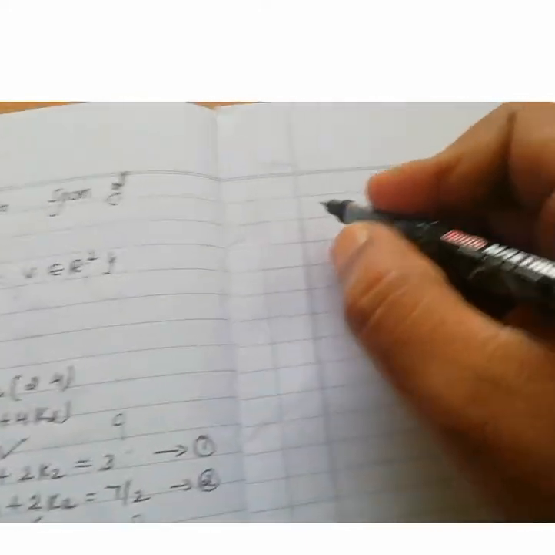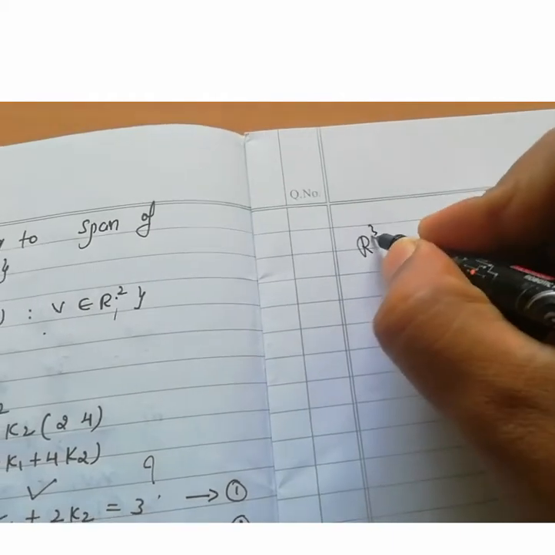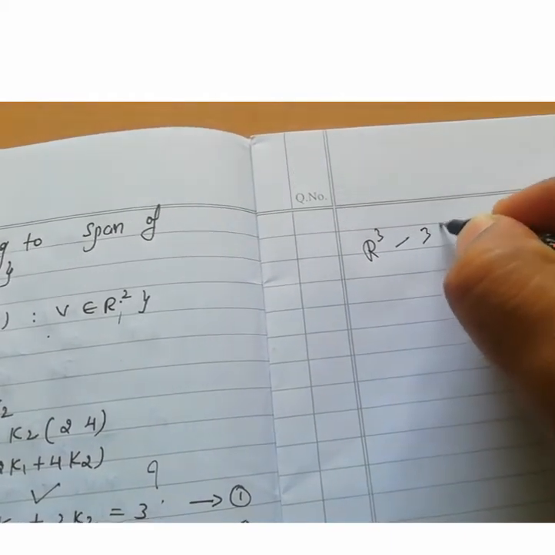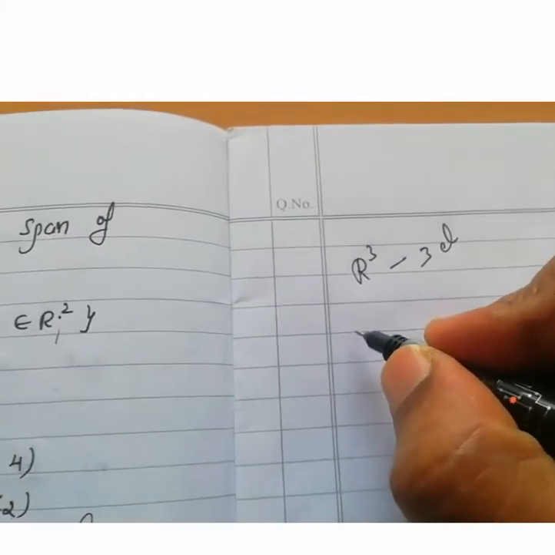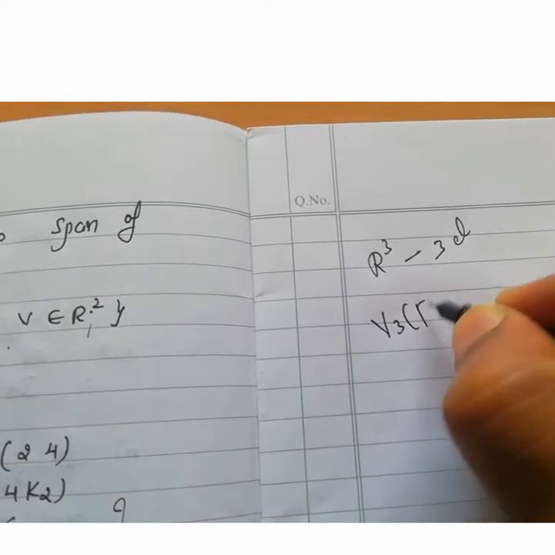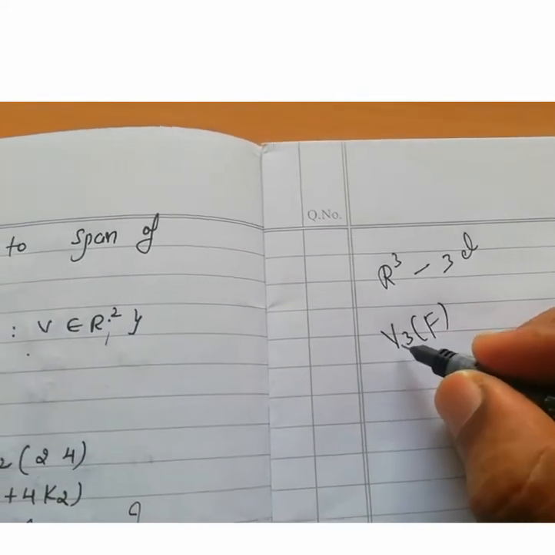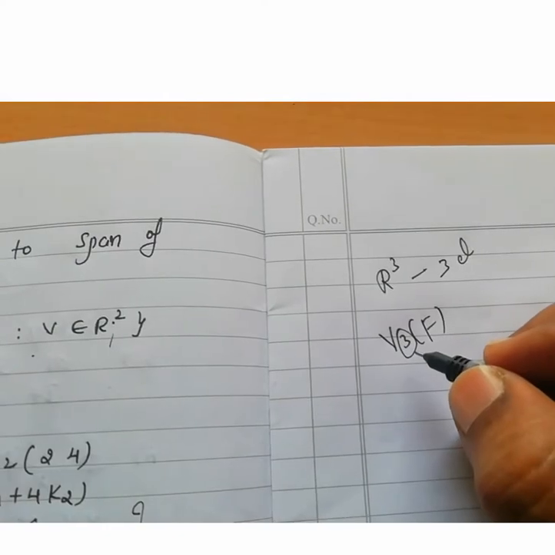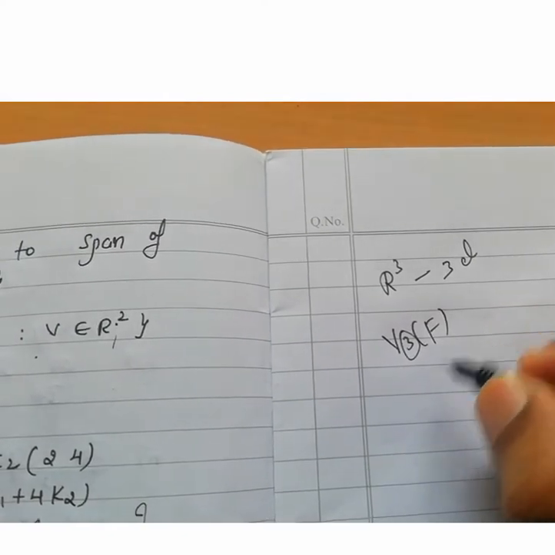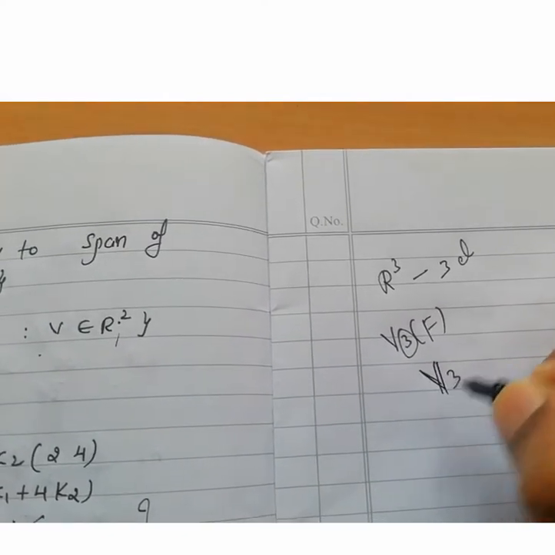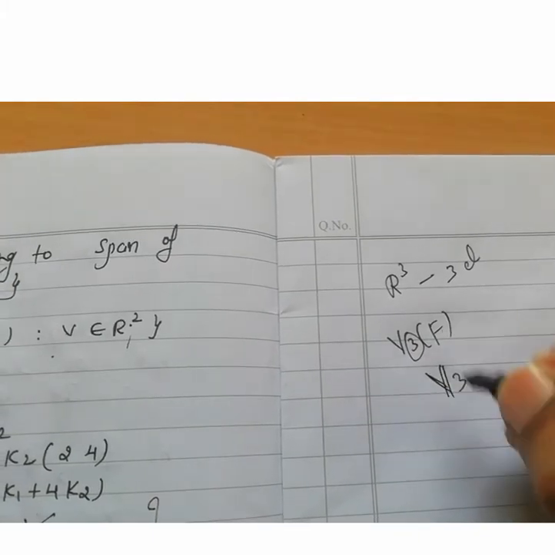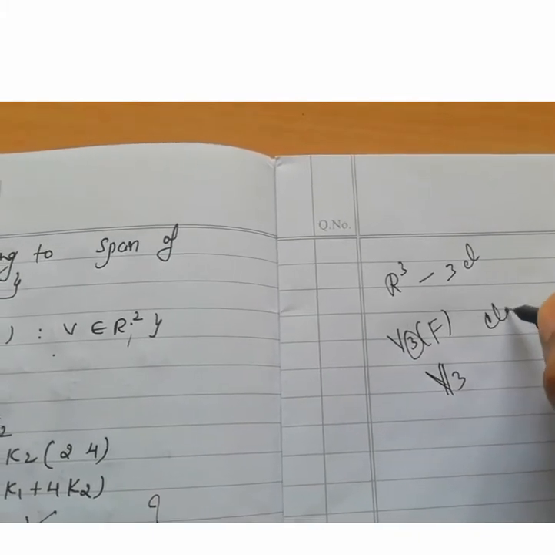One more important point which I can add here. R3 means it must contain exactly 3 elements. Sometimes instead of R3 they write V3 of F. This 3 indicates the number of elements. Sometimes they will just write V3. So all of this indicates the number of elements.